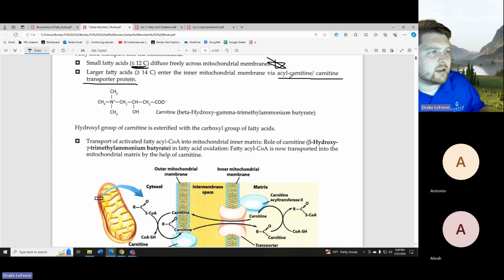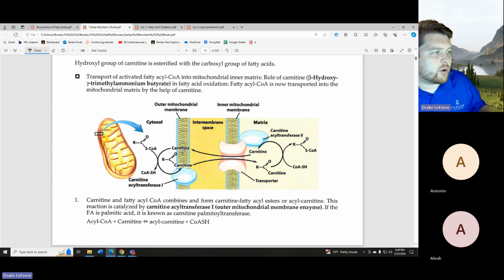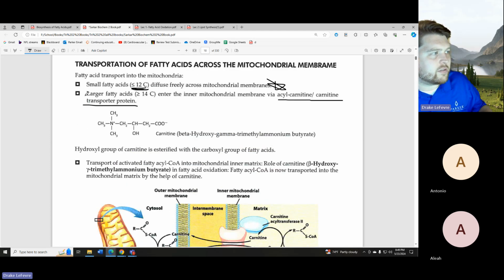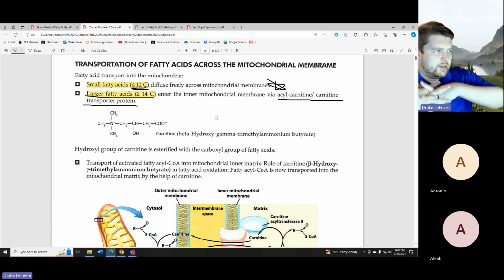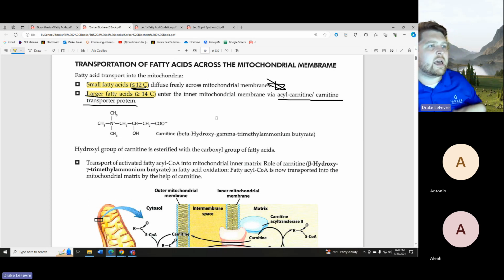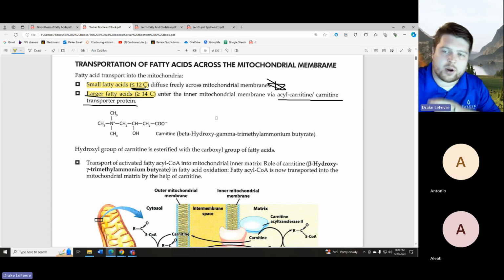Just understand that the acylcarnitine or carnitine transporter protein is what brings our larger fatty acids, greater than or equal to 14 carbons. I remember this being a test question. This part here, it would give you either the name or an example of a fatty acid and you had to remember how many carbons it had, or it gave you the number of carbons, and then you would determine how it passes through these membranes.